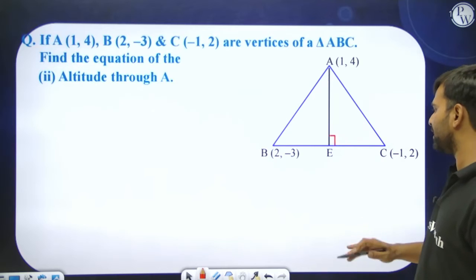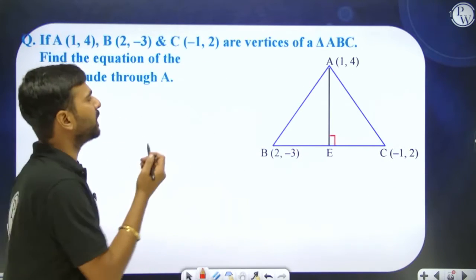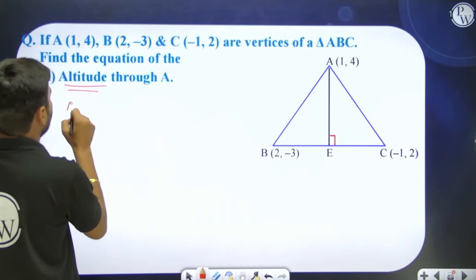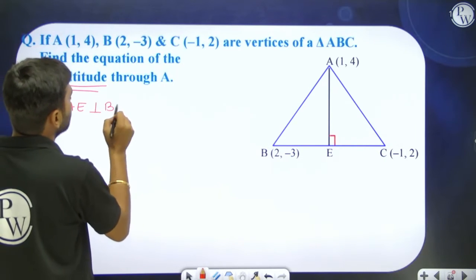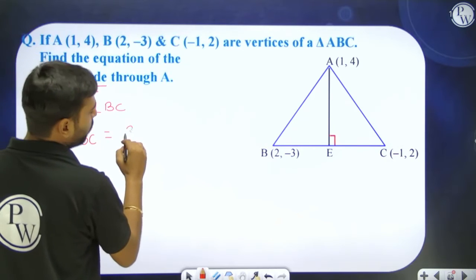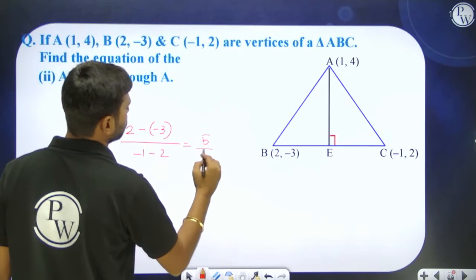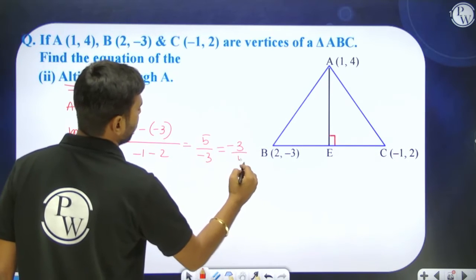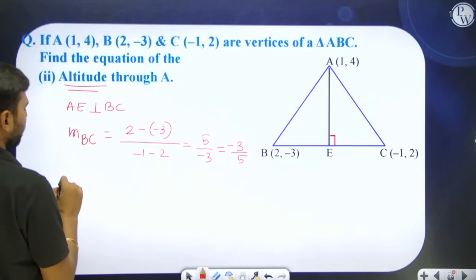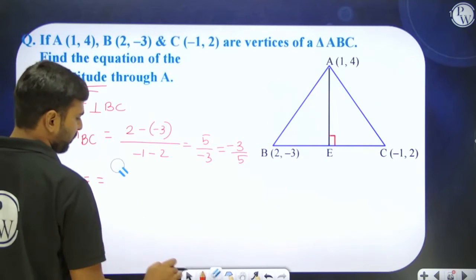Altitude through A. Now understand, altitude AE has to be perpendicular to BC or not? Altitude means AE has to be perpendicular to BC. So if you know the slope of the line BC, the slope of the line BC is going to be what? 2 minus of minus 3 divided by minus 1 minus 2, that is equal to 5 times this. So it is equal to minus 3 by 5. So if you know the slope of BC, can you write down the slope of AE? The slope of AE has to be equal to 5 by 3. Yes or no, everyone? Yes.